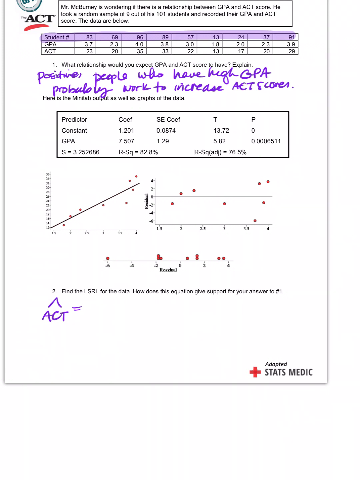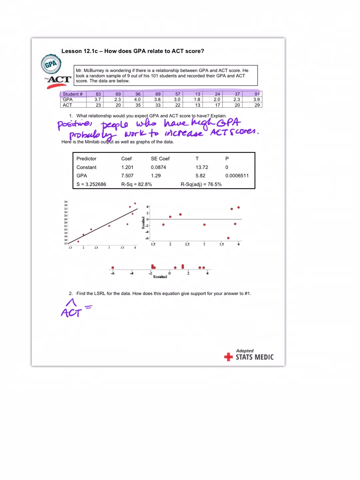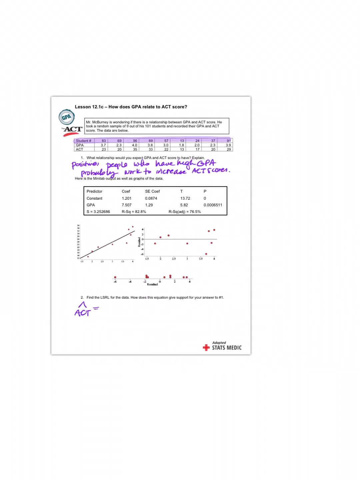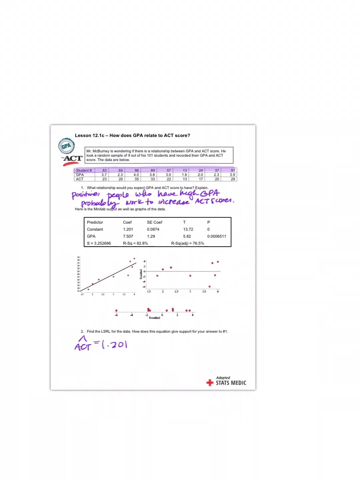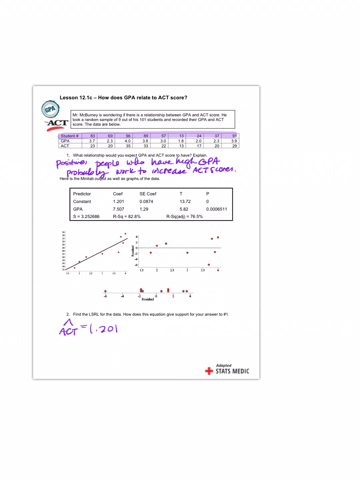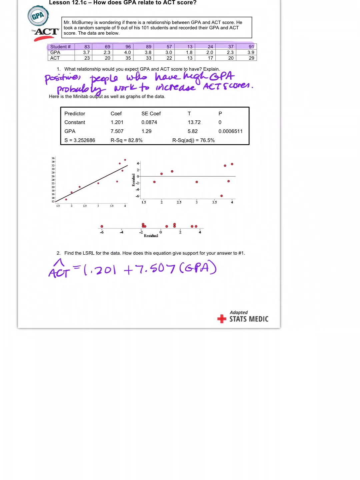What would my y-intercept be here based on my table? Look at your table. The table will give it right to you, right here under constant. 1.201 is my y-intercept. And then my slope would be 7.507 times whatever the GPA is. Are we okay with that?